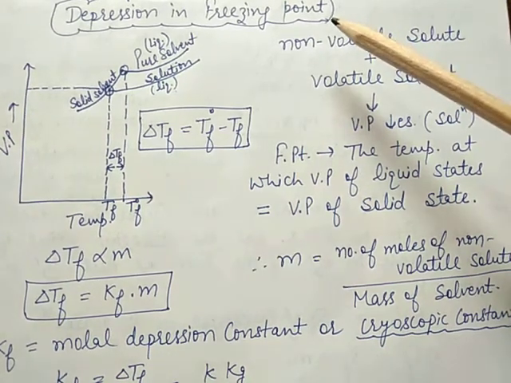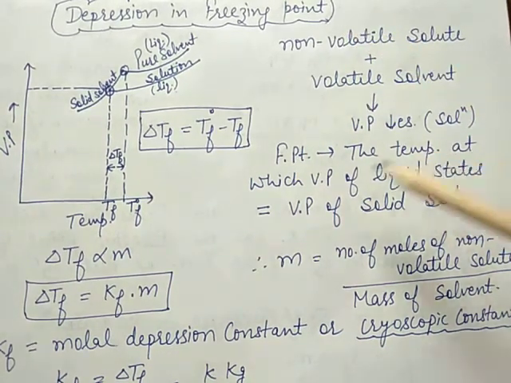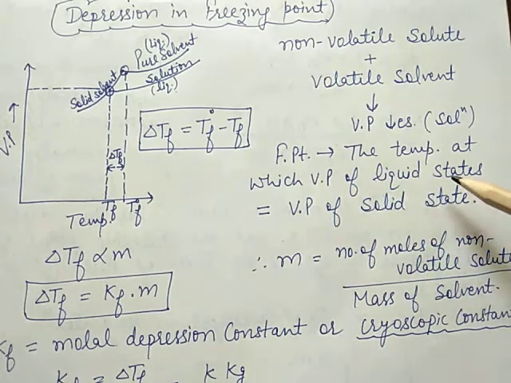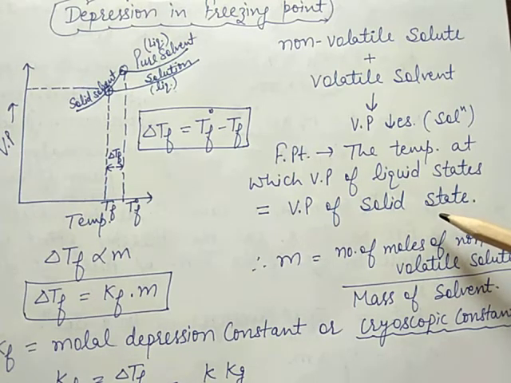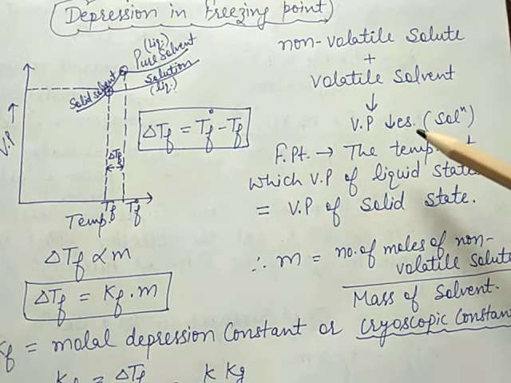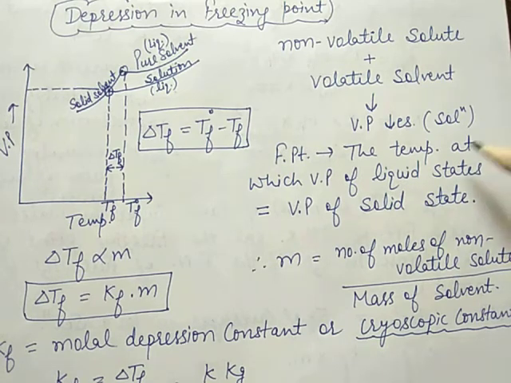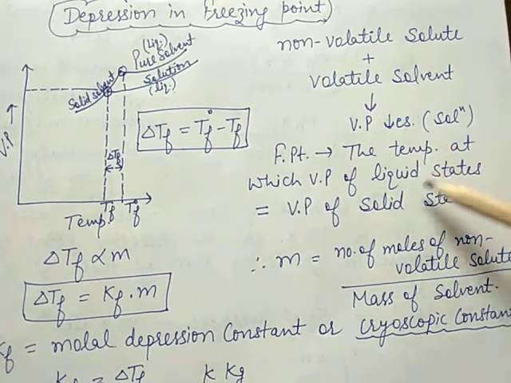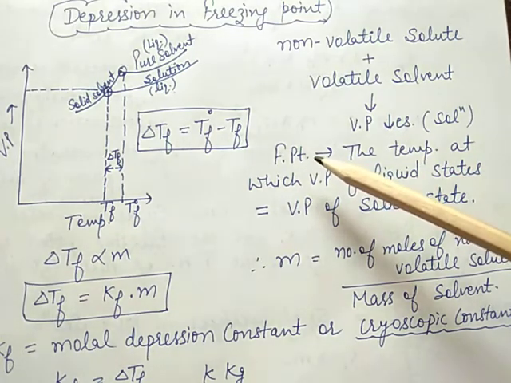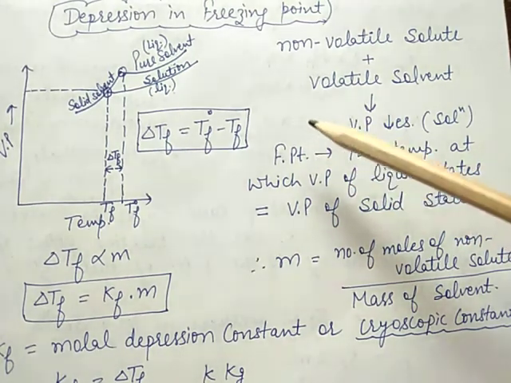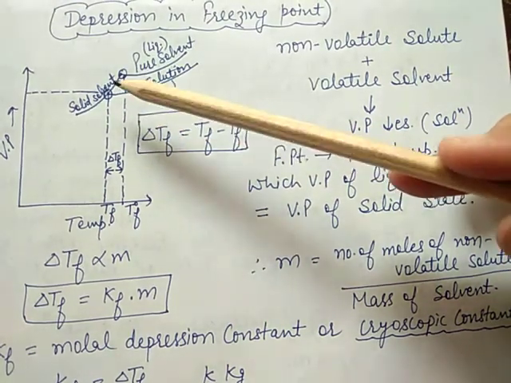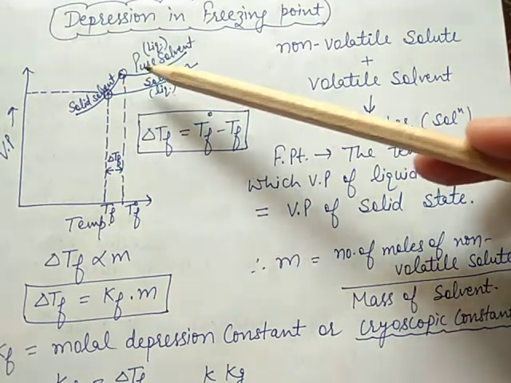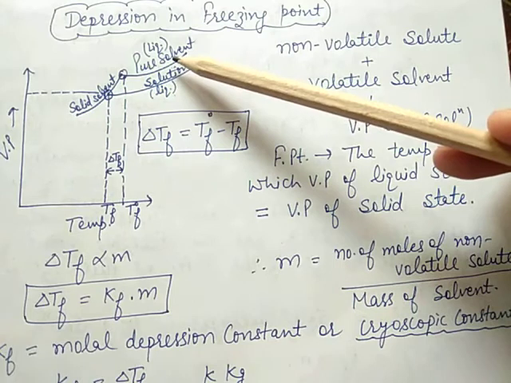Freezing point is the temperature at which the vapor pressure of the liquid state becomes equal to the vapor pressure in the solid state. It means the solid state is equal to the liquid state in the case of vapor pressure. This temperature is called the freezing point. A solution freezes when its vapor pressure equals the vapor pressure of the pure solvent.